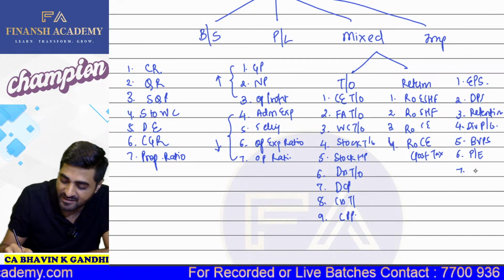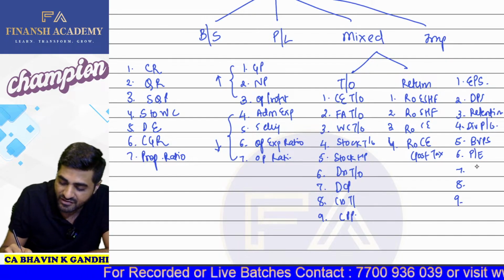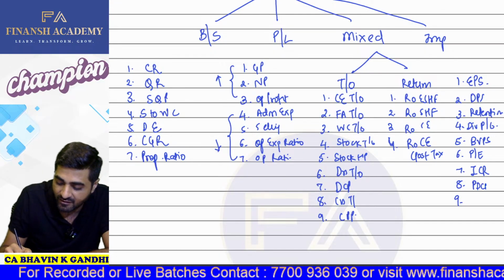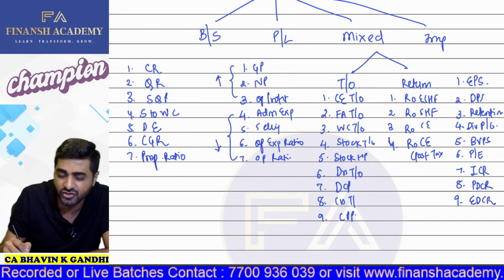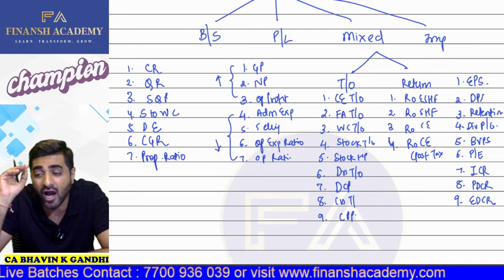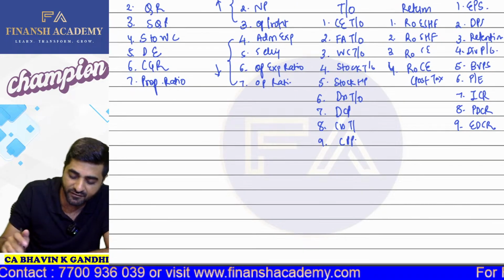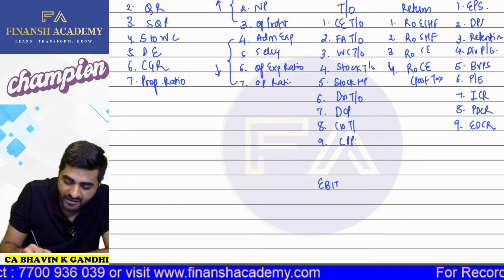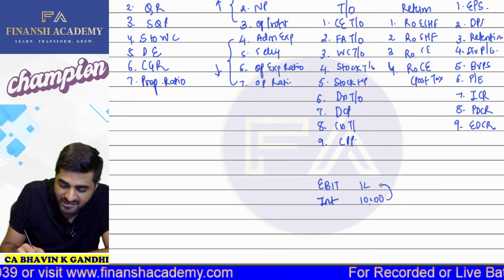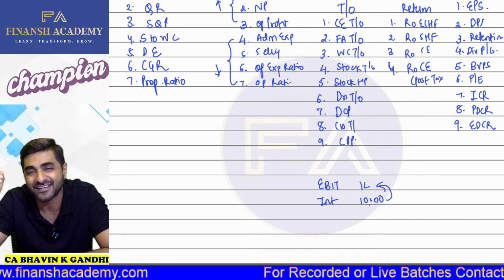Then, my dear students, we discussed coverage ratios: the interest coverage ratio, the preference dividend coverage ratio, and the equity dividend coverage ratio. In all these, it was a very simple concept: how are we making the payment? For example, if EBIT is 1 lakh, and from that I'm paying interest of 10,000, then my interest is getting covered 10 times.